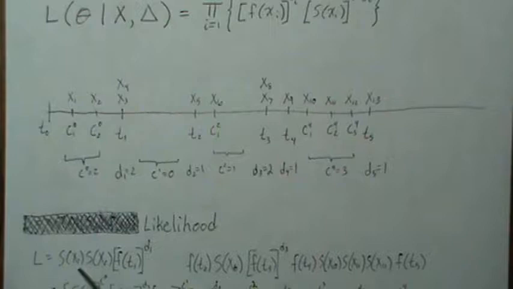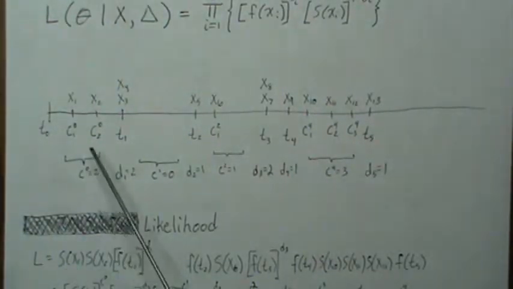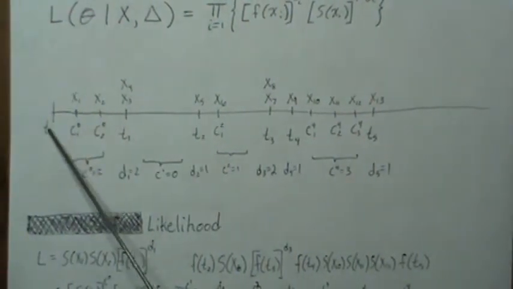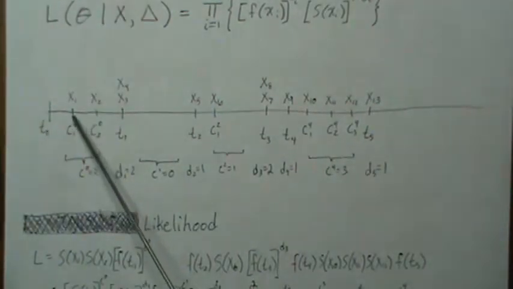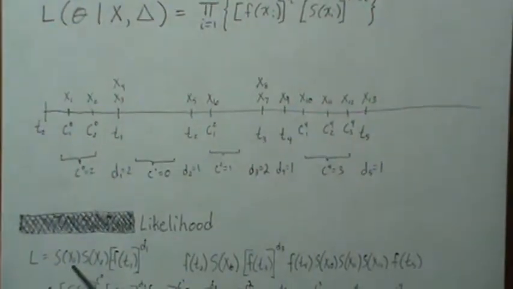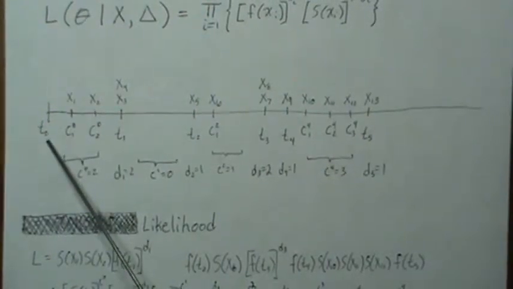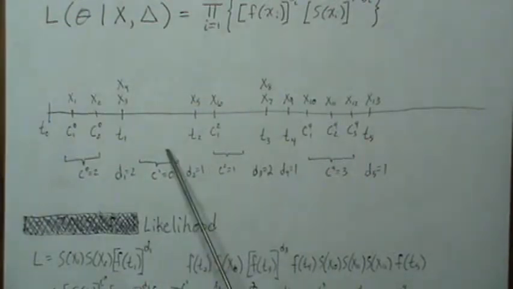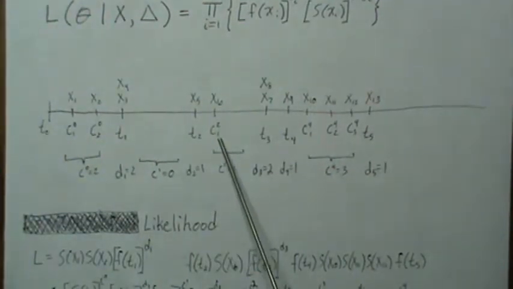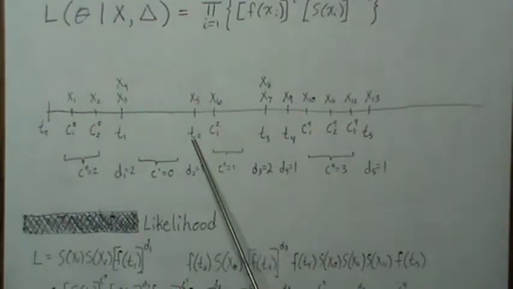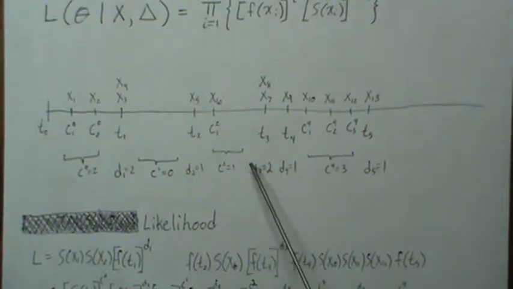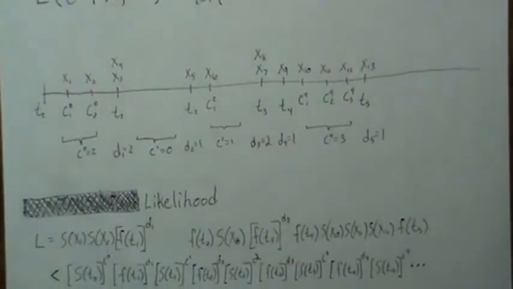How do we want to maximize it? One way that we can do it, since S is a non-increasing function, is to move these C's to the beginning of the interval. Instead of calling it X1 and X2, we just call it S of T0, and then we've made this likelihood a little bit bigger. And then we can do it for C12. If we move this back to T2, then we've made the likelihood just a little bit bigger.